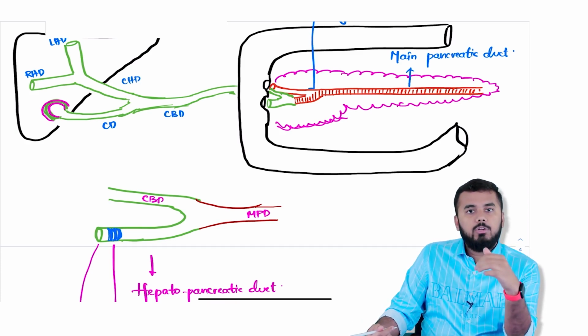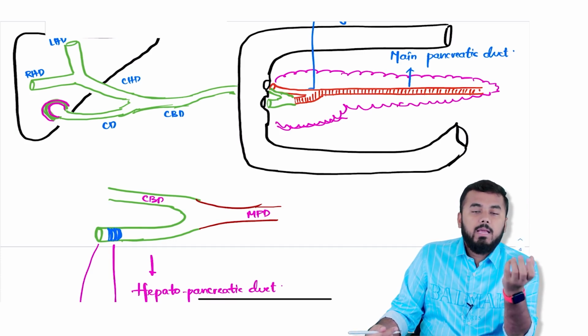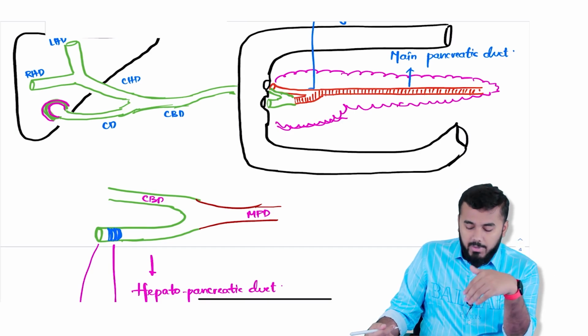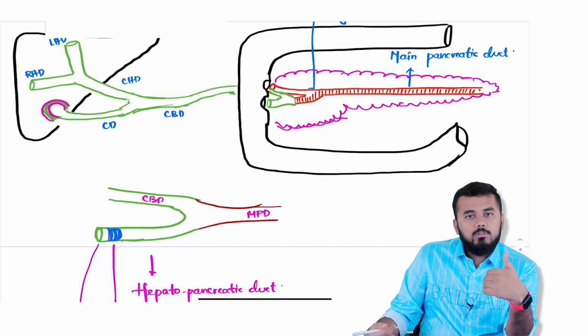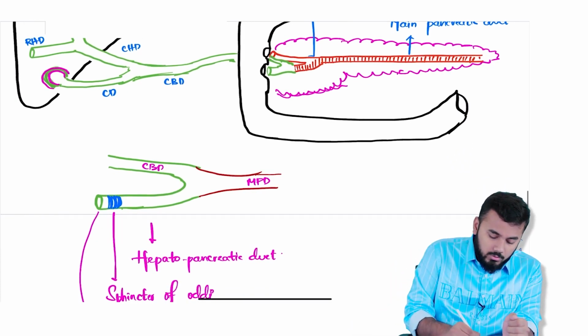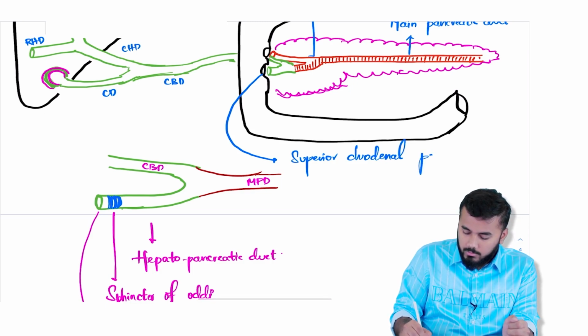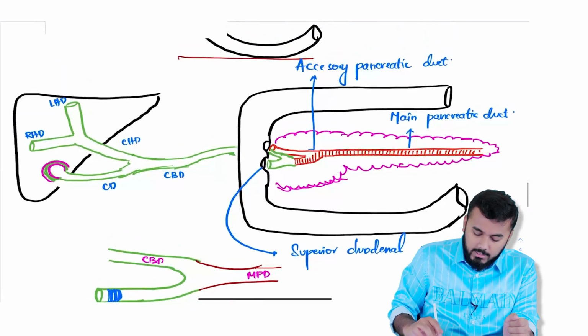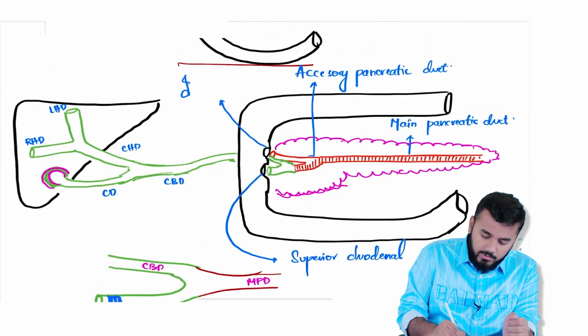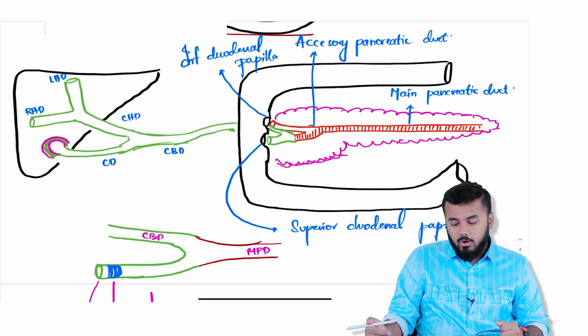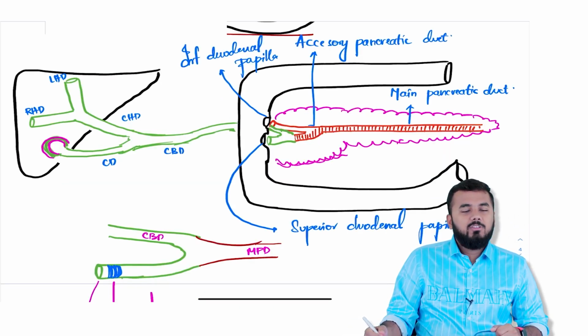Now don't go by the locations, it is based upon where the main pancreatic duct is opening. If the main pancreatic duct opens at the top, that is called the superior duodenal papilla, but here the main pancreatic duct opens at the bottom, so this is called the superior duodenal papilla here. In the same way, this papilla over here is called the inferior duodenal papilla. So these are all the important things which you need to know regarding the liver. Thank you so much for watching my video.